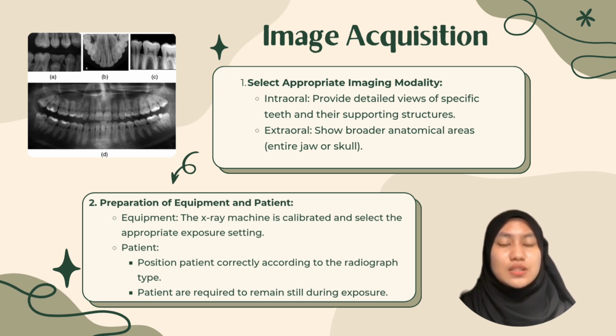Once the modality is chosen, the next step is to prepare both the equipment and the patient. For equipment, the X-ray machine is calibrated and the exposure settings such as time, kilovoltage, and milliamperage are adjusted according to the patient's size and the imaging modality. As for patient preparation, the patient needs to be positioned correctly based on the type of radiograph being taken, and then they are instructed to remain still during the procedure to avoid motion artifact that could compromise the image quality.